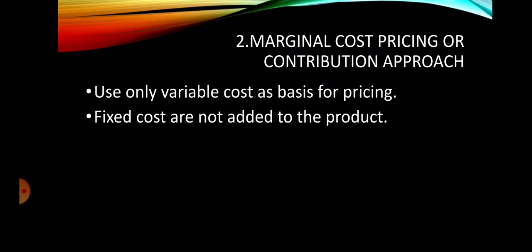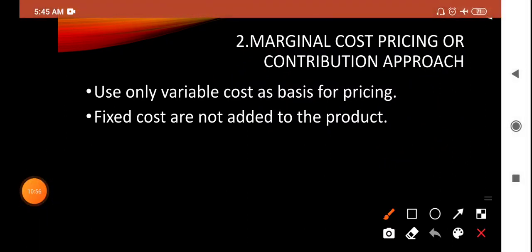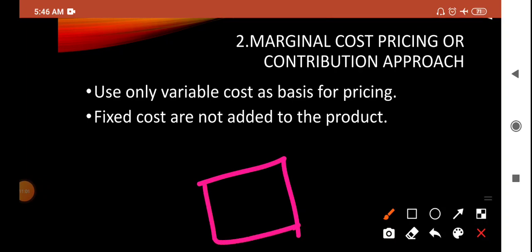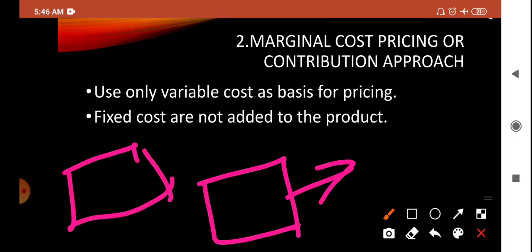So this is called the contribution approach, which uses only variable cost as a basis for the pricing. Here fixed costs are not added to the product. So take the same example of that burger. To make that burger, the cost of the machinery will be a fixed cost, or the rent or the value of that factory is also a fixed cost.